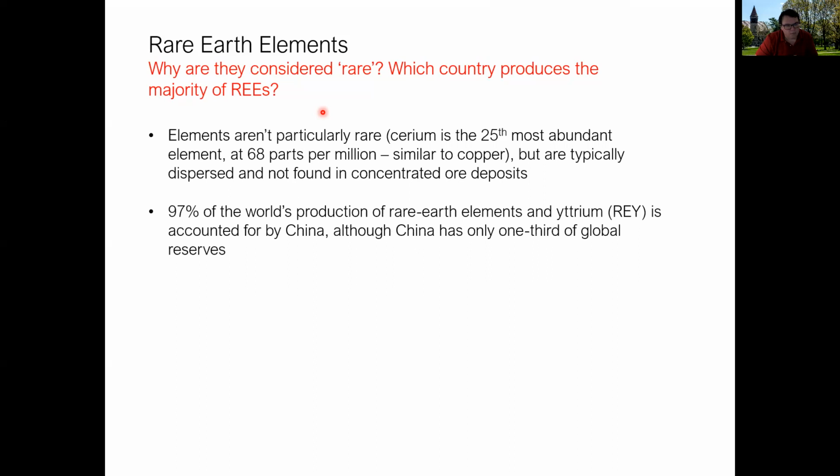The other issue that makes rare earth elements so intriguing is that 97% of the world's production of rare earth elements comes from one country, China. As a result, it's been a very powerful geopolitical tool for them, and it's been an area of pretty direct concern for a lot of the other competing nations who need to have access to this resource to do electronics, computing, and other things like that.